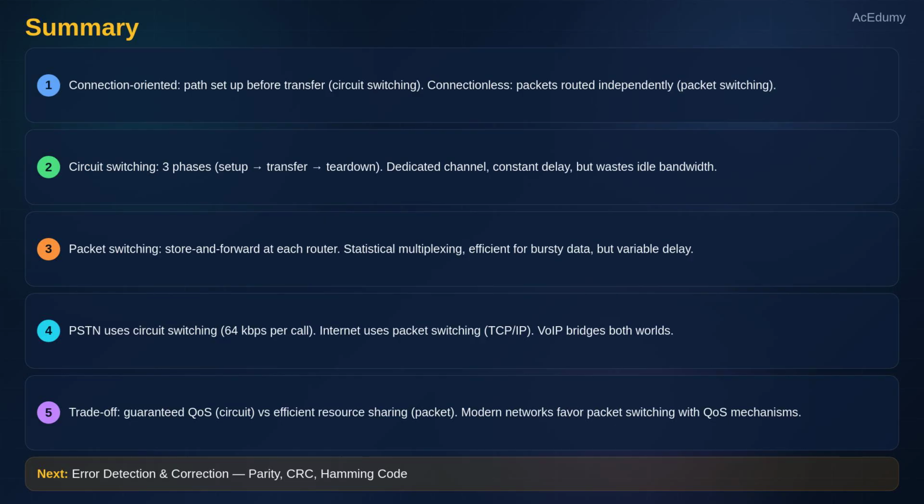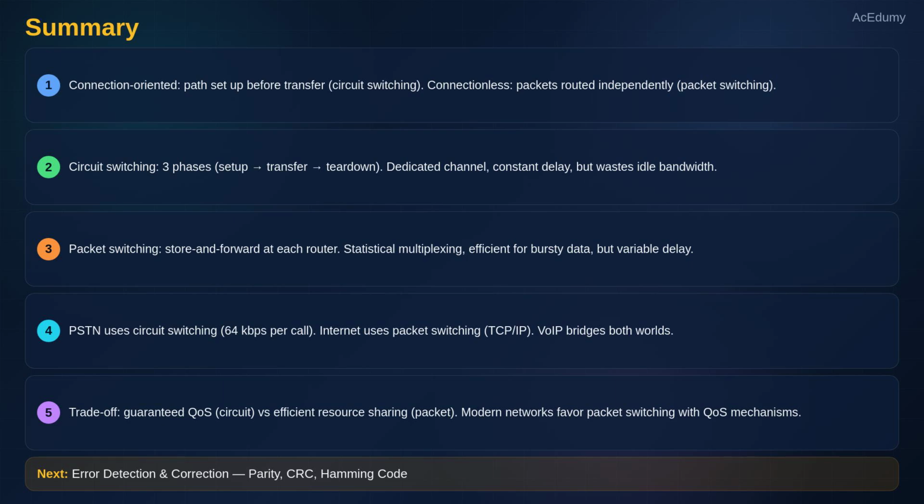Packet switching divides data into packets that travel independently. Advantages: efficient bandwidth sharing through statistical multiplexing, resilience to link failures, flexibility. Disadvantages: variable delay and jitter, possible packet loss, header overhead. The PSTN uses circuit switching. The Internet uses packet switching. Modern networks combine both approaches to get the best of both worlds.